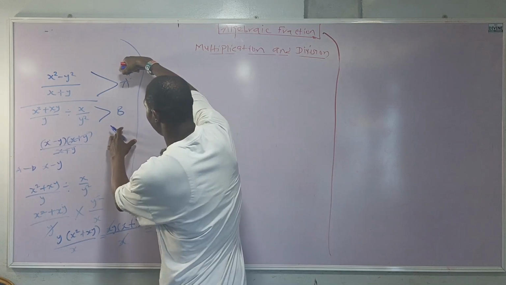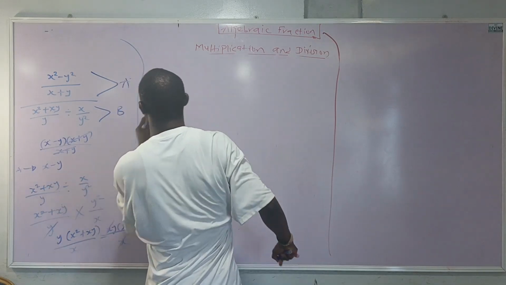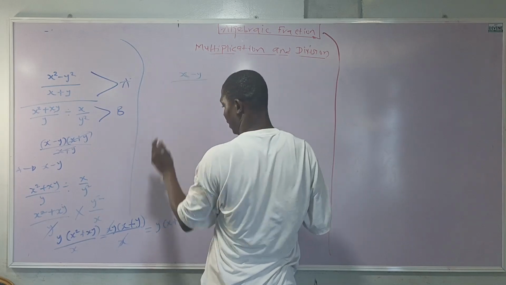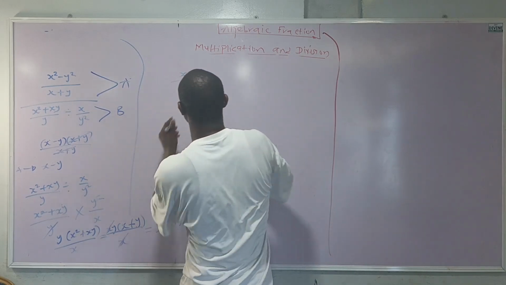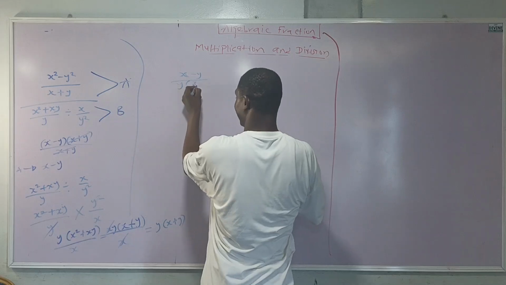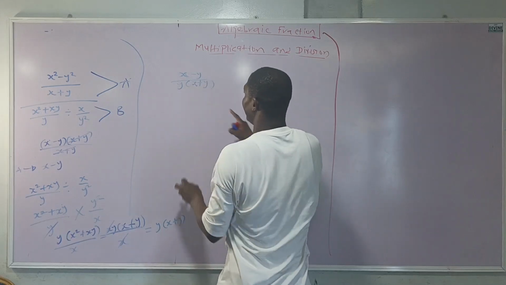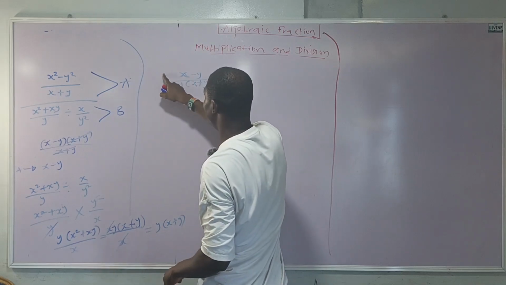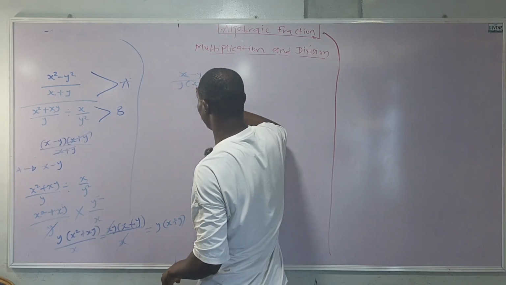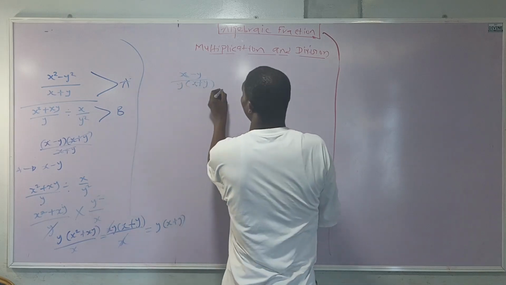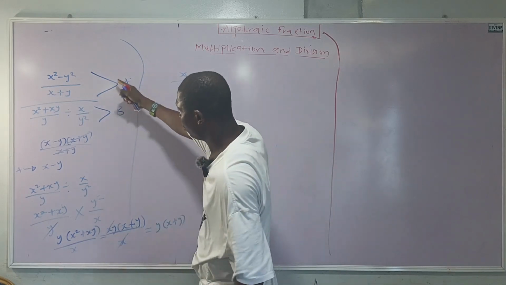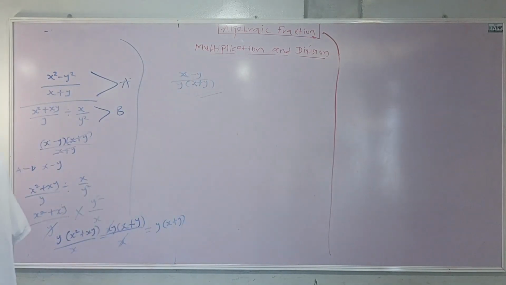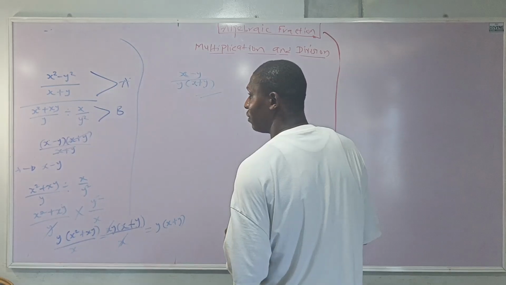Bringing everything back the way it was, our a is x minus y, and our denominator, which is b, is y bracket x plus y. This is positive, and this negative is negative. There's nothing we can do to make this cancel out since it's positive and this is positive. And this is the final solution to this. That's it.